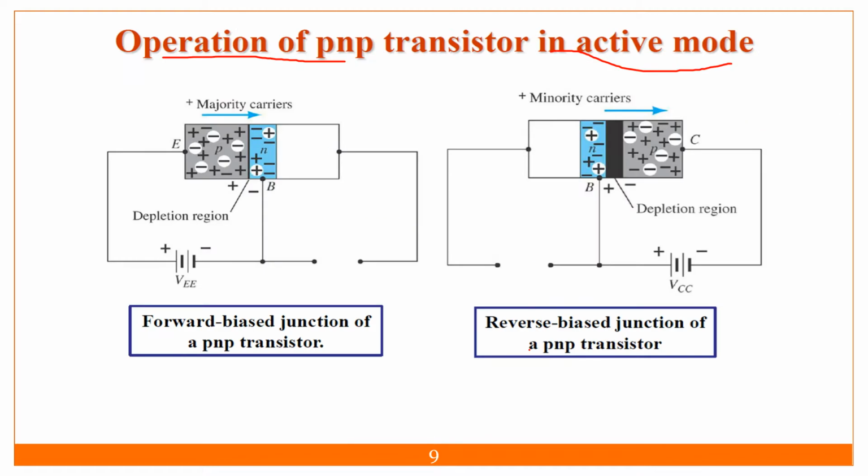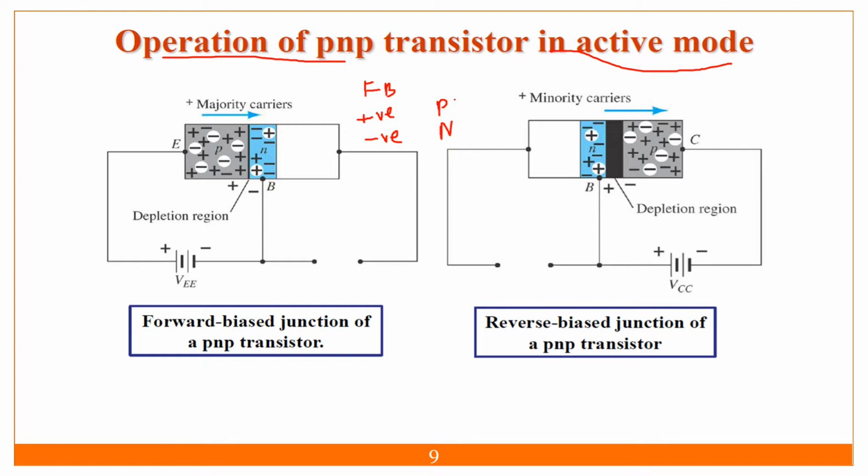So what exactly is meant by forward bias? That is nothing but connecting the positive supply to the p-type material. Forward bias means we connect the positive terminal to the p-type and the negative terminal to the n-type.